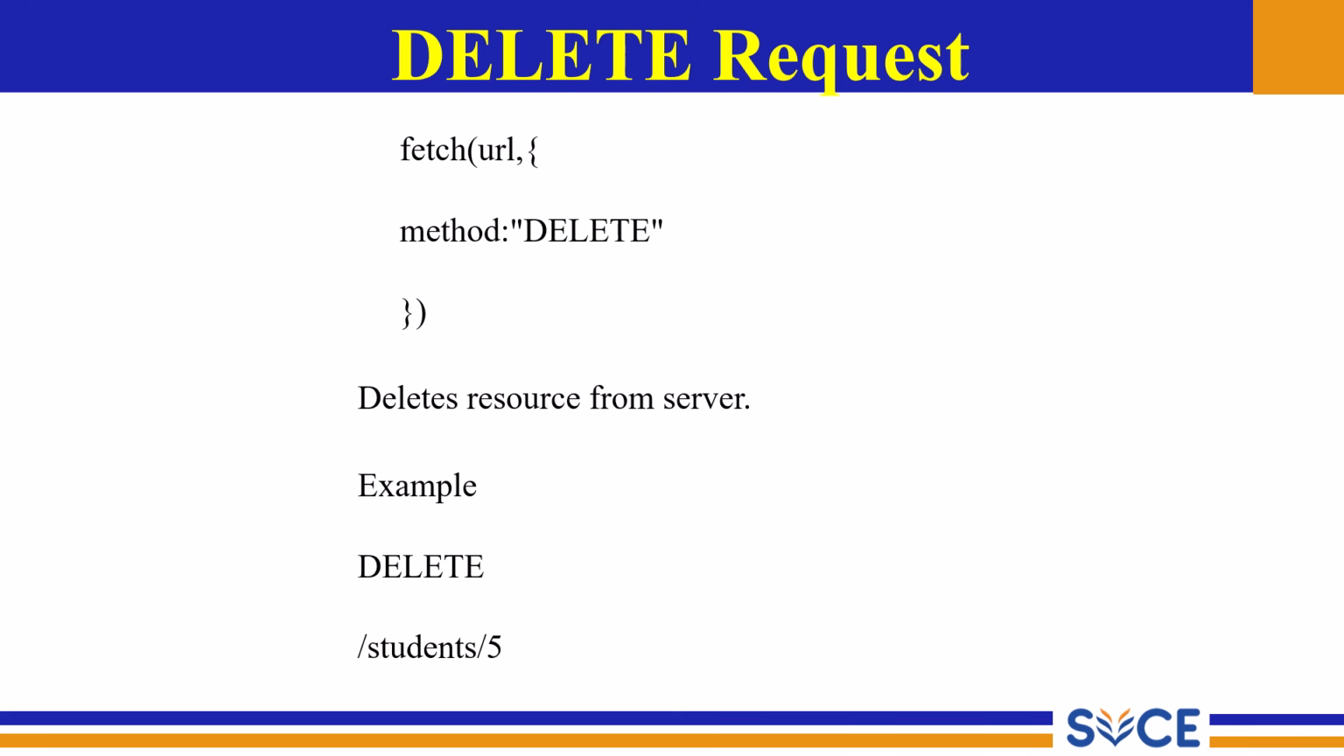DELETE request. Finally, what if we want to remove information? We use the DELETE method. The method DELETE supports removal: the server removes the particular student number, that is 5. Real examples of deleting include shopping cart item, student record, employee information, social media post. All of these use DELETE requests.